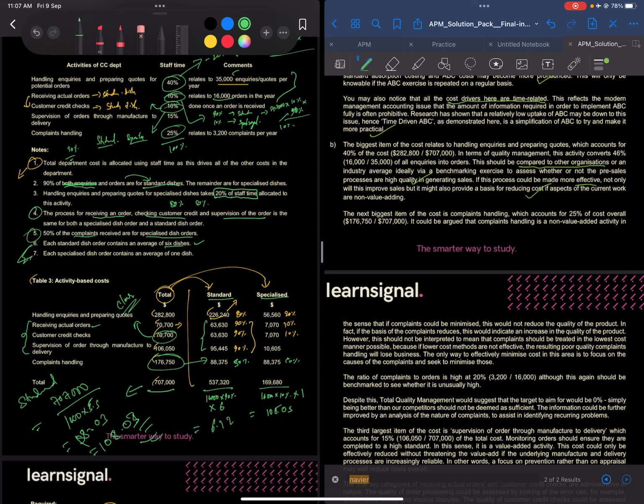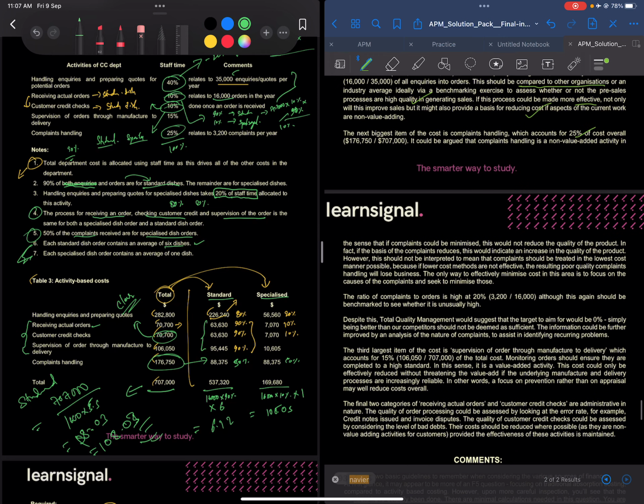Next thing, the next biggest thing is what? It's customer complaints, right? It accounts for 25% of the overall cost. So it can be argued that customer complaints is a non-value adding activity, in the sense that if the complaints could be minimized, this would not reduce the quality of the product.